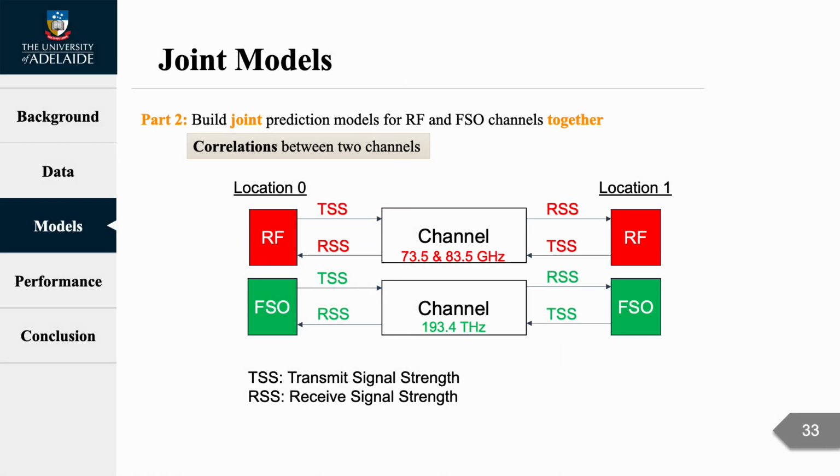Now that we've covered the independent models, let's move on to part 2, the joint models. You might wonder why we need a joint model if we already have separate models. The key reason is to study how these two channels correlate under different weather conditions. For example, if rain knocks out the RF channel, does it also knock out the FSO channel at the same time? If both channels break together, the entire system is useless. But if one channel stays robust, while the other is affected, the system can still function.